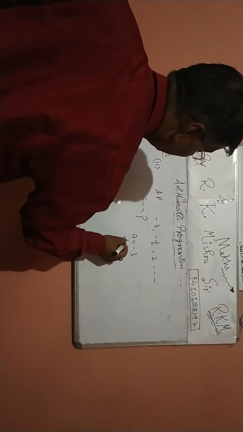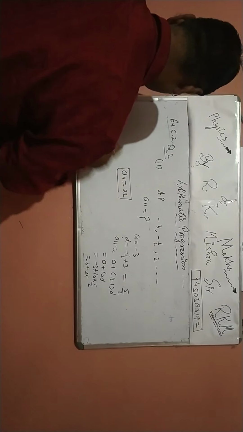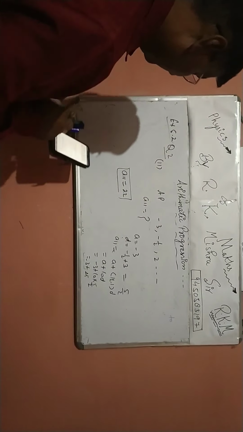A11, you have to find A plus 11 minus 1 into D, that is A plus 10D. A is given -3 plus 10 into 5 by 2, that is -3 plus 25. A11 is equal to 22. So you can find here the second part. Question number 2, you have to find the missing one. So the missing one you can solve.